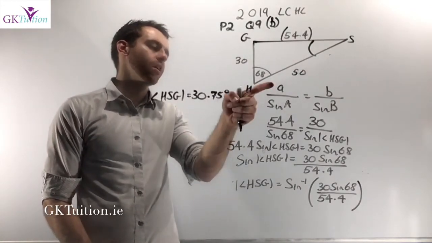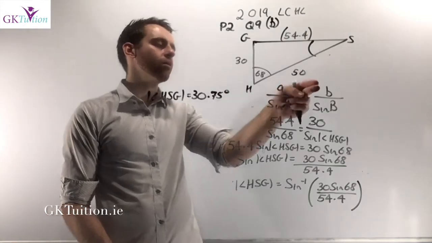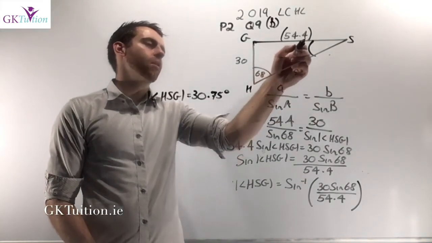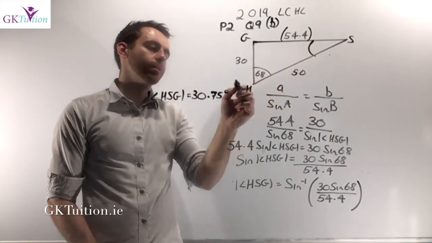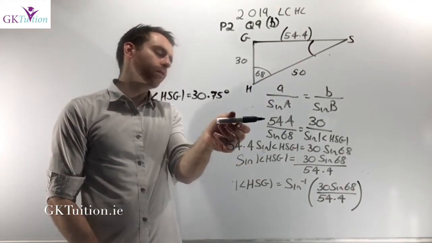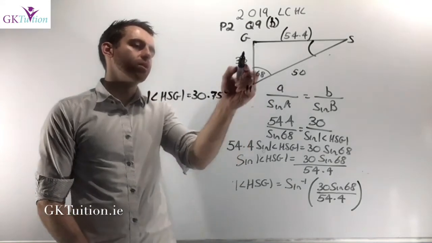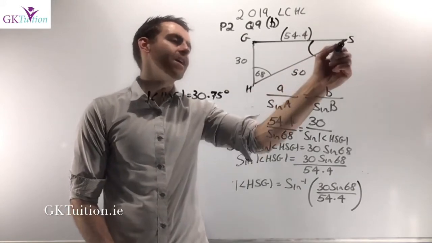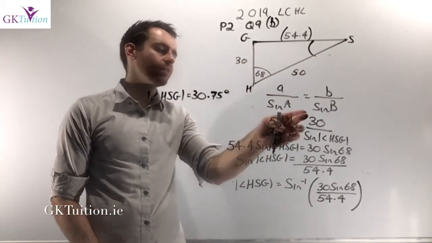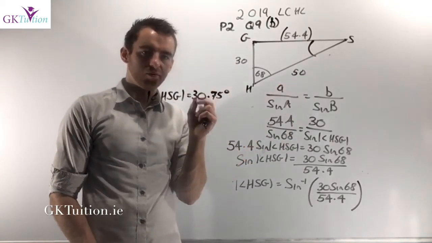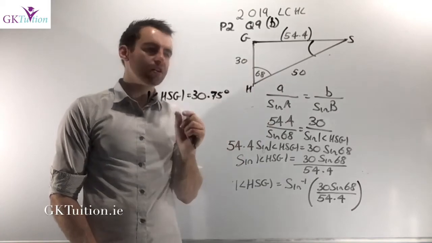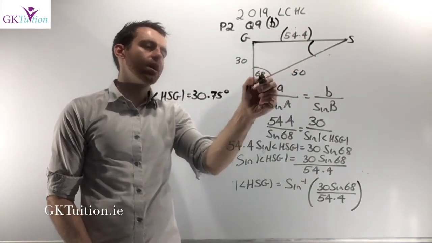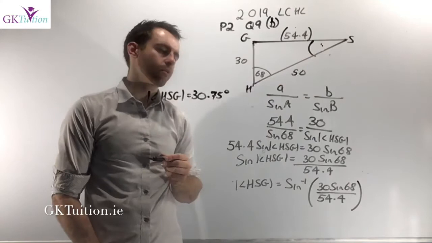The sine rule says that a side over the sine of the opposite angle is equal to another side over the sine of the opposite angle. So in this case, I'm using the side SG over the sine of the opposite angle, which is 68. So that's 54.4 over the sine of 68 is equal to the side GH over the sine of the opposite angle, which is the angle I'm looking for, HSG. So obviously you have to use the 30 there. If you had used the 58, you would have got it wrong because you would have ended up finding this angle. So you just have to recognize the relationship between sides and opposite angles. It's 54.4 over sine 68 is equal to 30 over the sine of the angle that I'm looking for.